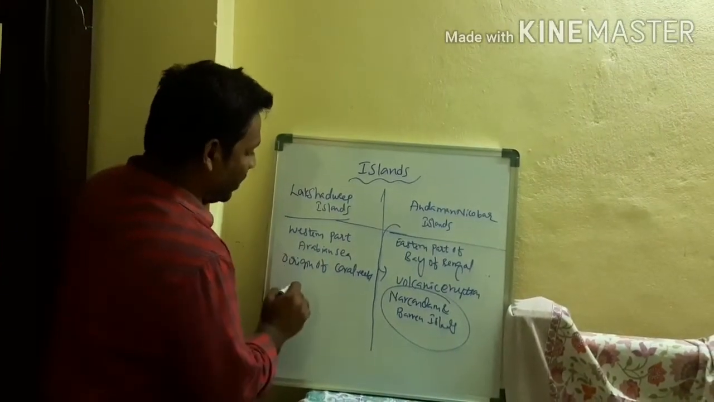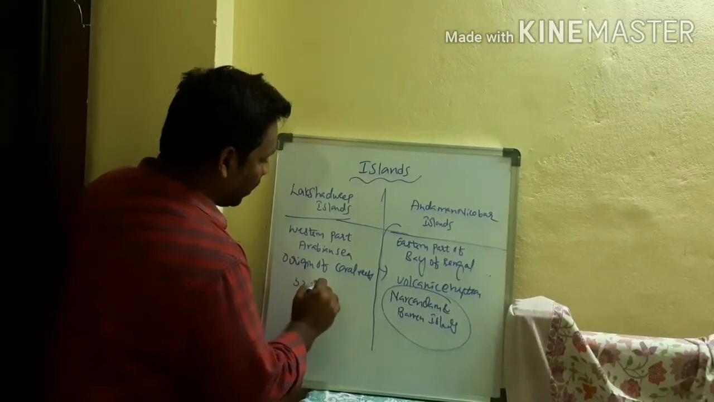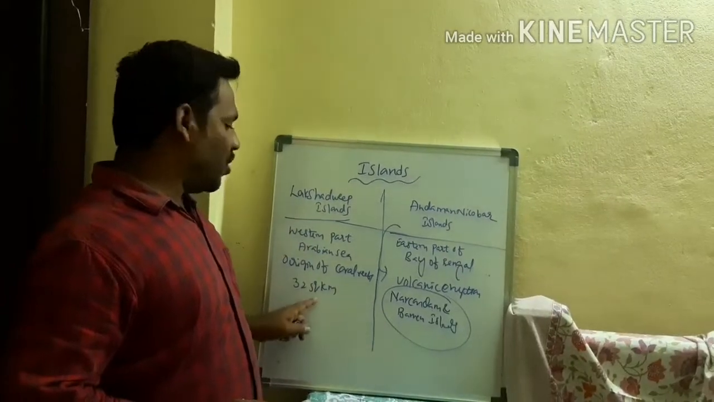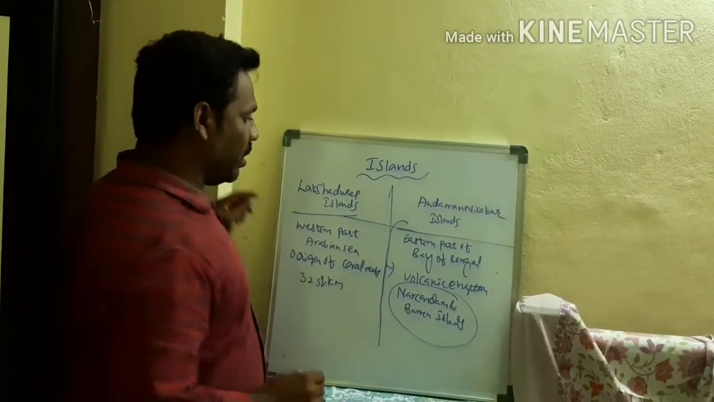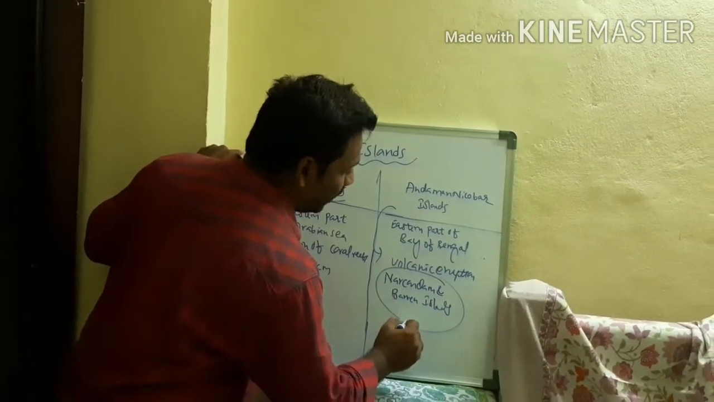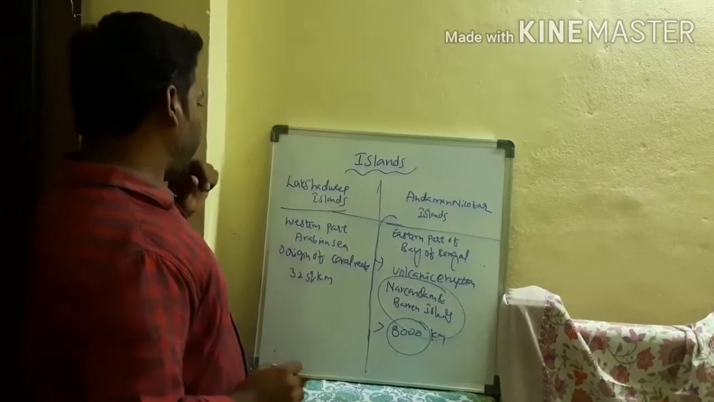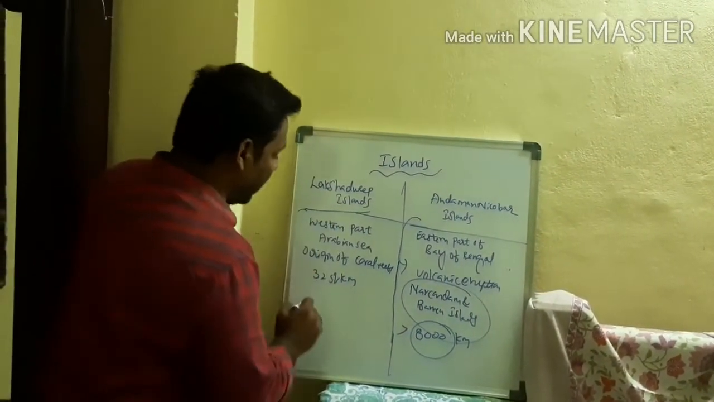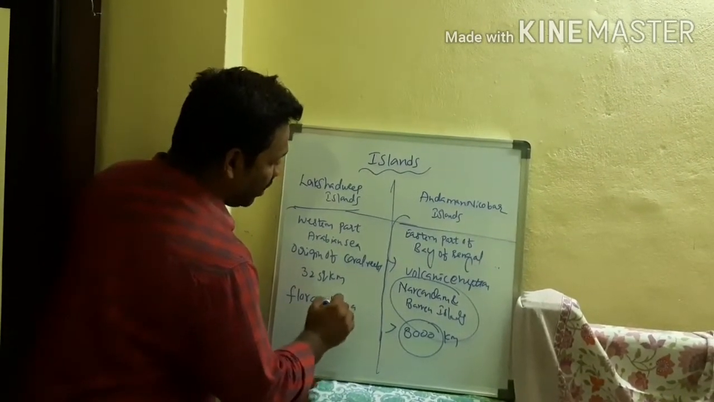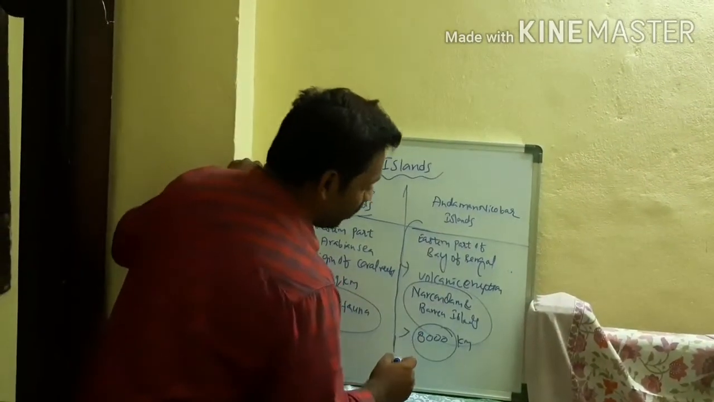The Lakshadweep Islands have a spread of 32 square kilometers. The Andaman Nicobar Islands have more than 8,000 square kilometers. We can find a variety of flora and fauna in the Lakshadweep Islands. In the Andaman Nicobar Islands, you can find the Great Nicobar bird.